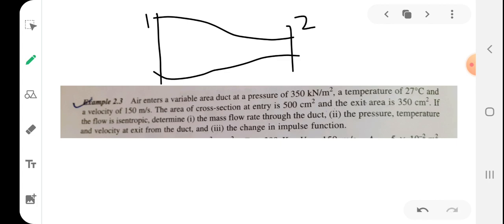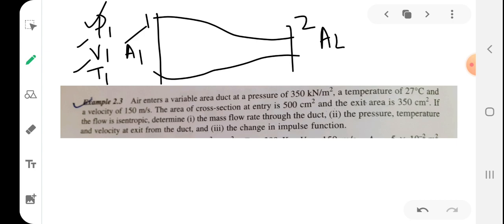So this is 1, this is 2. P1, V1, T1, A1 are given. All these four things are given. And at the exit section, what is given? A2 is given, 350 centimeter square. Now we have to find T2, P2, and V2, which are unknown.